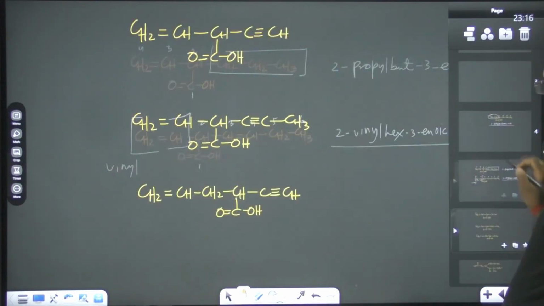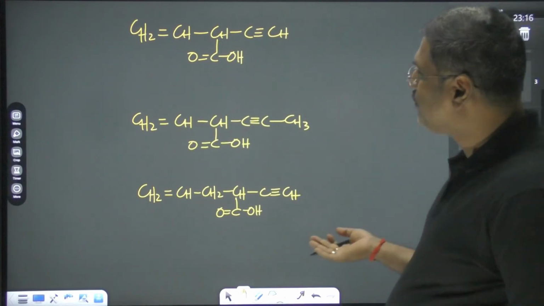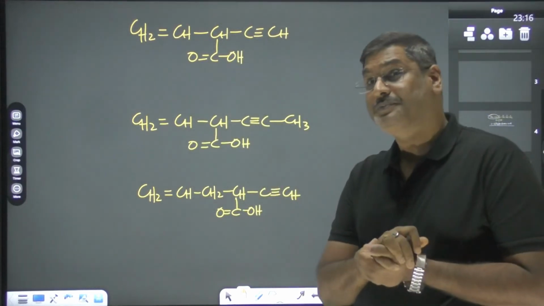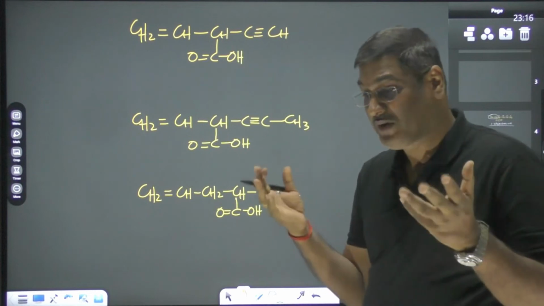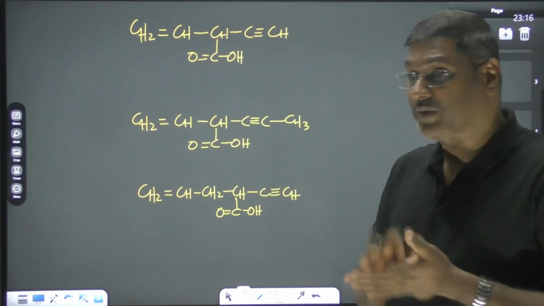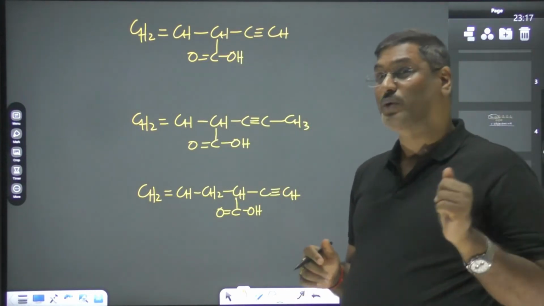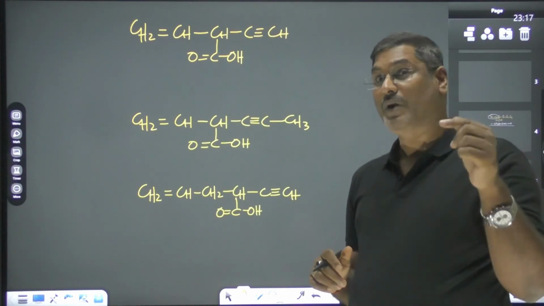Now you see that if there is a double bond as well as a triple bond, you might be getting this idea, sir, what will happen? The double bond and triple bond both are there. Which will be the part of the parent chain?